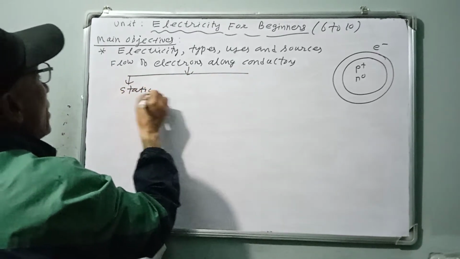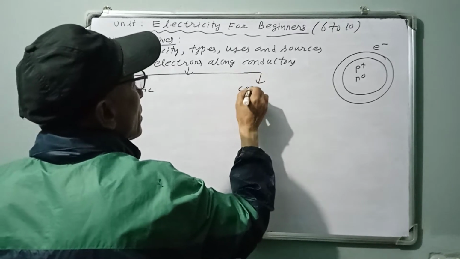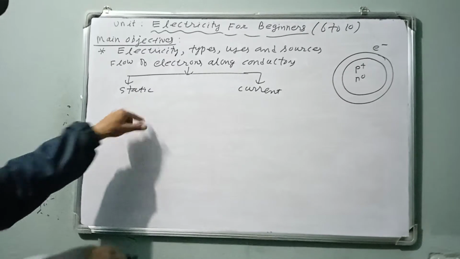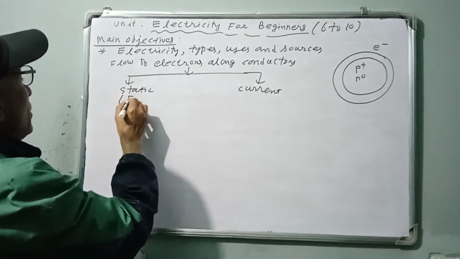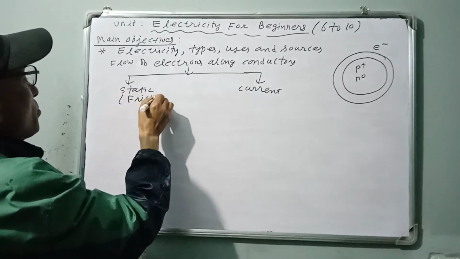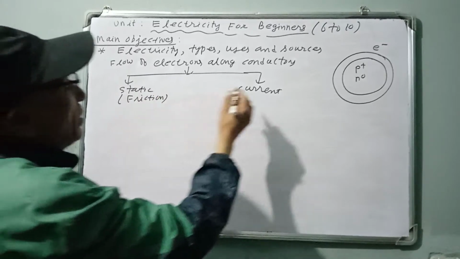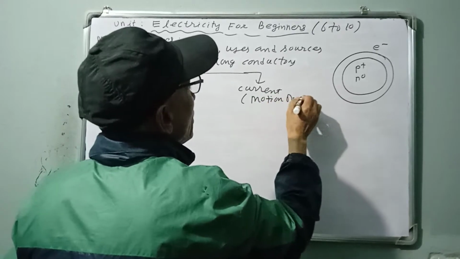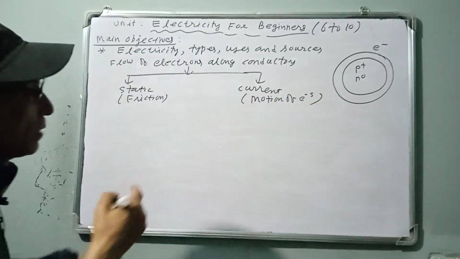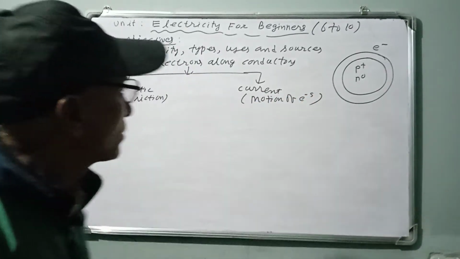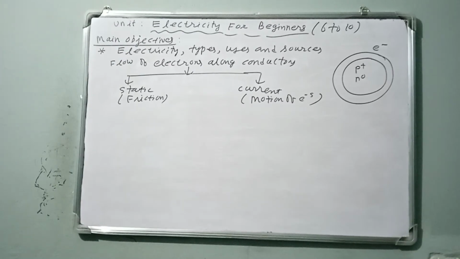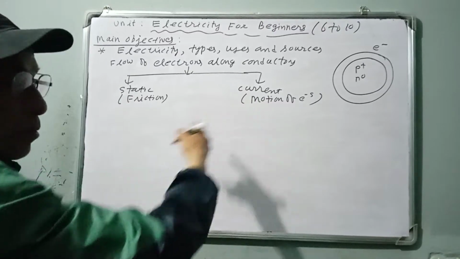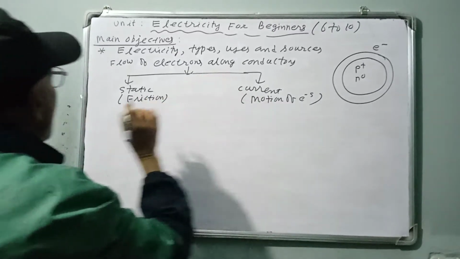Static and current electricity. Just by the word, static electricity is due to friction. It is produced by friction or rubbing. It is produced by the motion of electrons. Full form of electrons, e minus, that is electrons. Definition of electricity types: static electricity and current electricity.